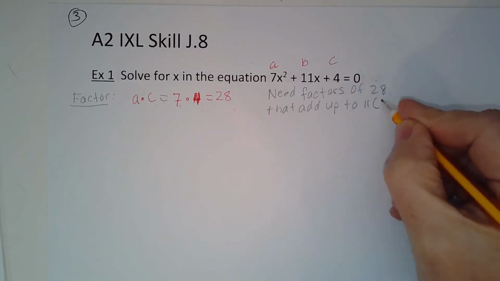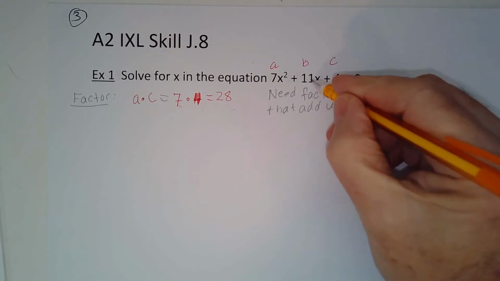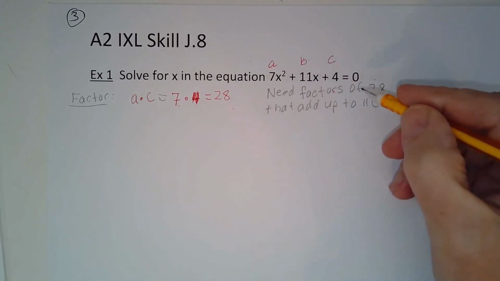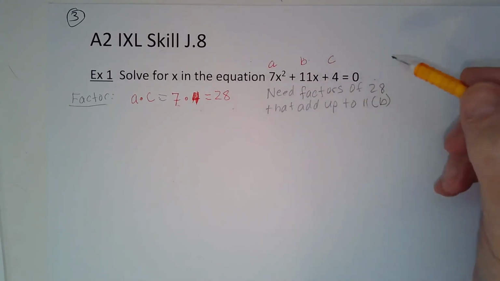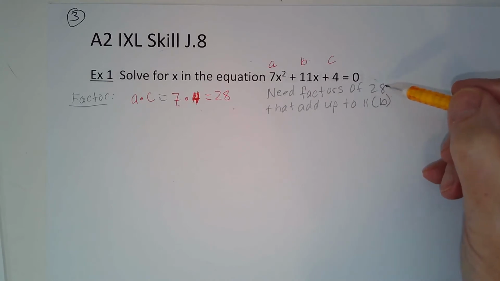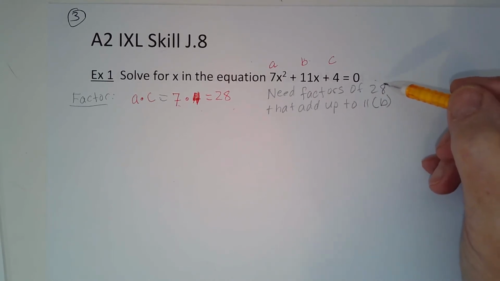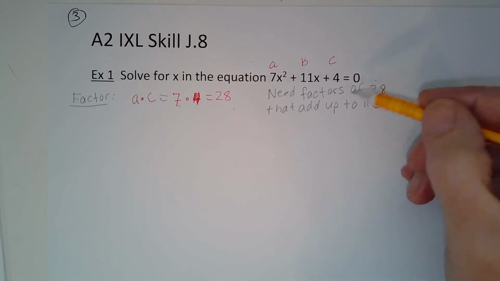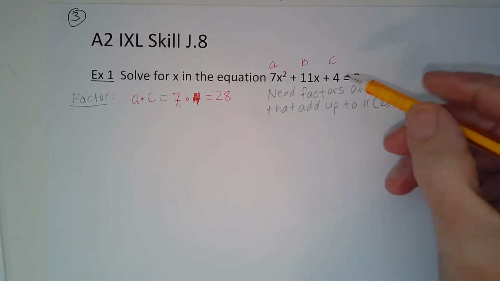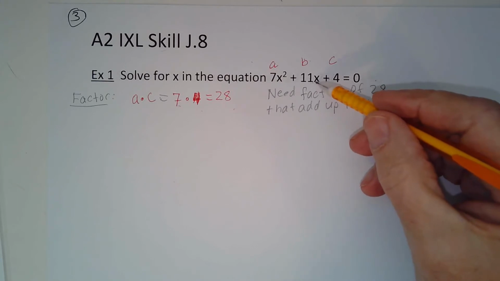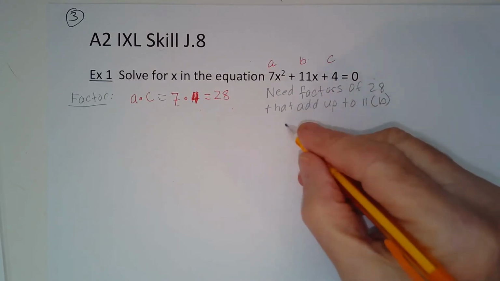Which is, of course, the b up here. Here's your 11, it's your b. So looking at this, we know that 7 times 4 equals 28. That's just off the top of my head. But 7 plus 4 equals 11, which is what our b is. So we'll write that down.